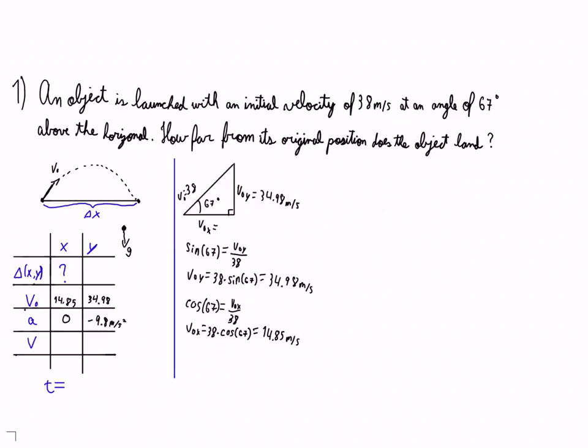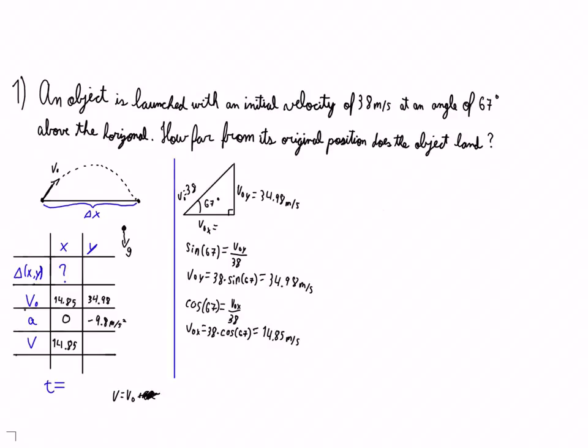Now, velocity in the x direction. If there is no acceleration acting on it, since velocity is just equal to initial velocity plus at, if the acceleration is 0, this entire thing just cancels out. So the final velocity in the x direction will actually be the same as its initial velocity. So I'll just put here also 14.85.